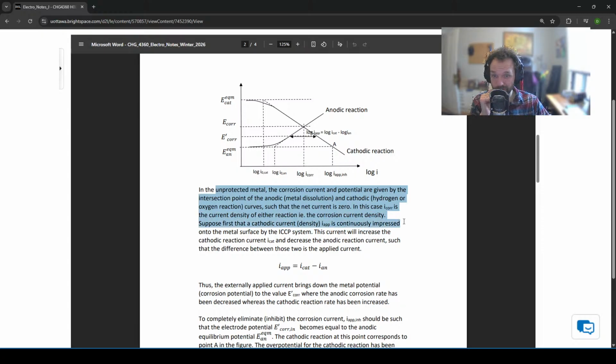Suppose first that a cathodic current I applied is continuously impressed onto the metal surface by the ICCP system. This current will increase the cathodic reaction current I cat and decrease the anodic reaction current such that the difference between these two is the applied current. So we apply a direct current to the cathode that we want to protect. It will increase the cathodic reaction current.